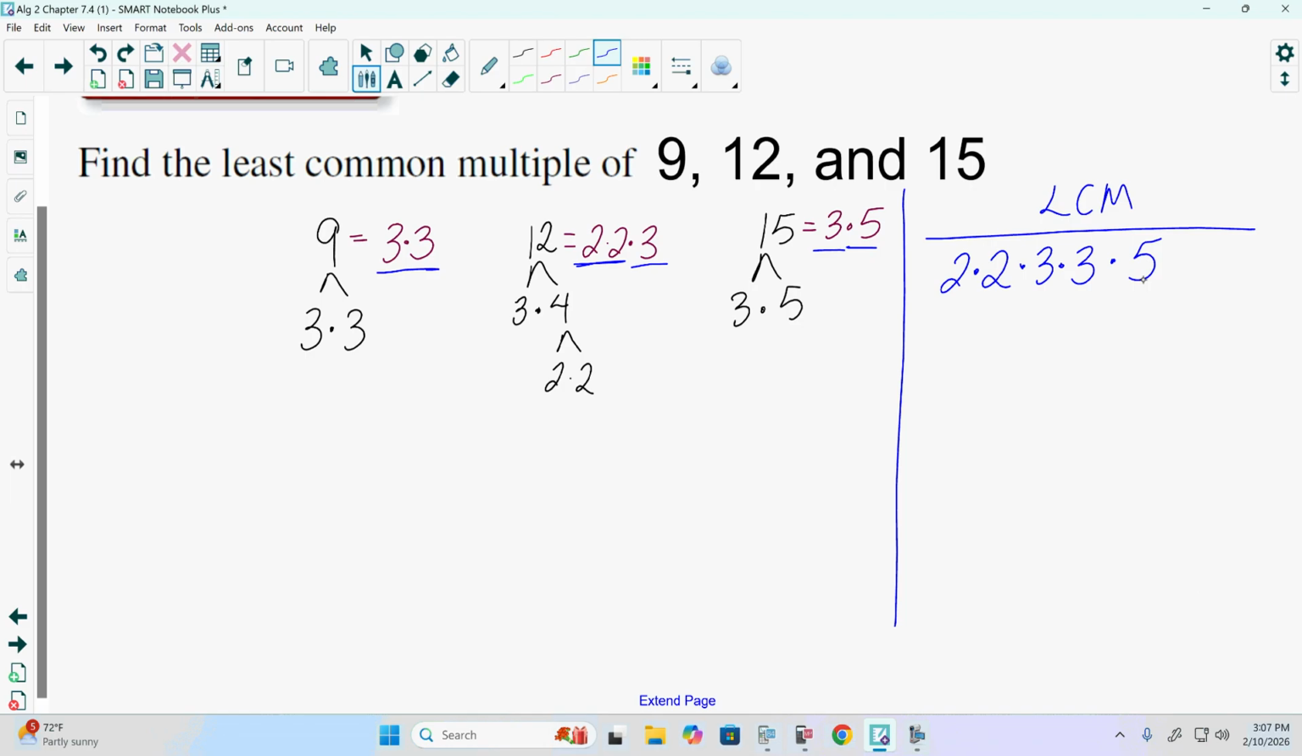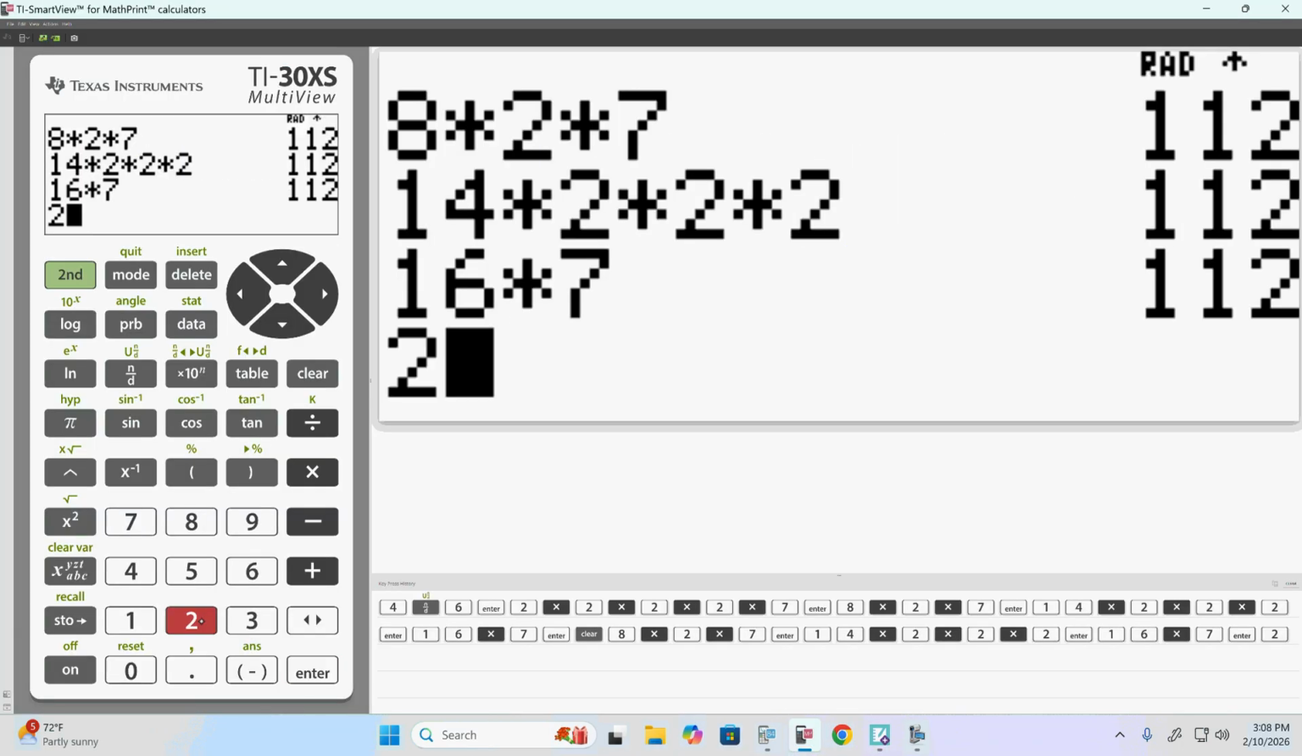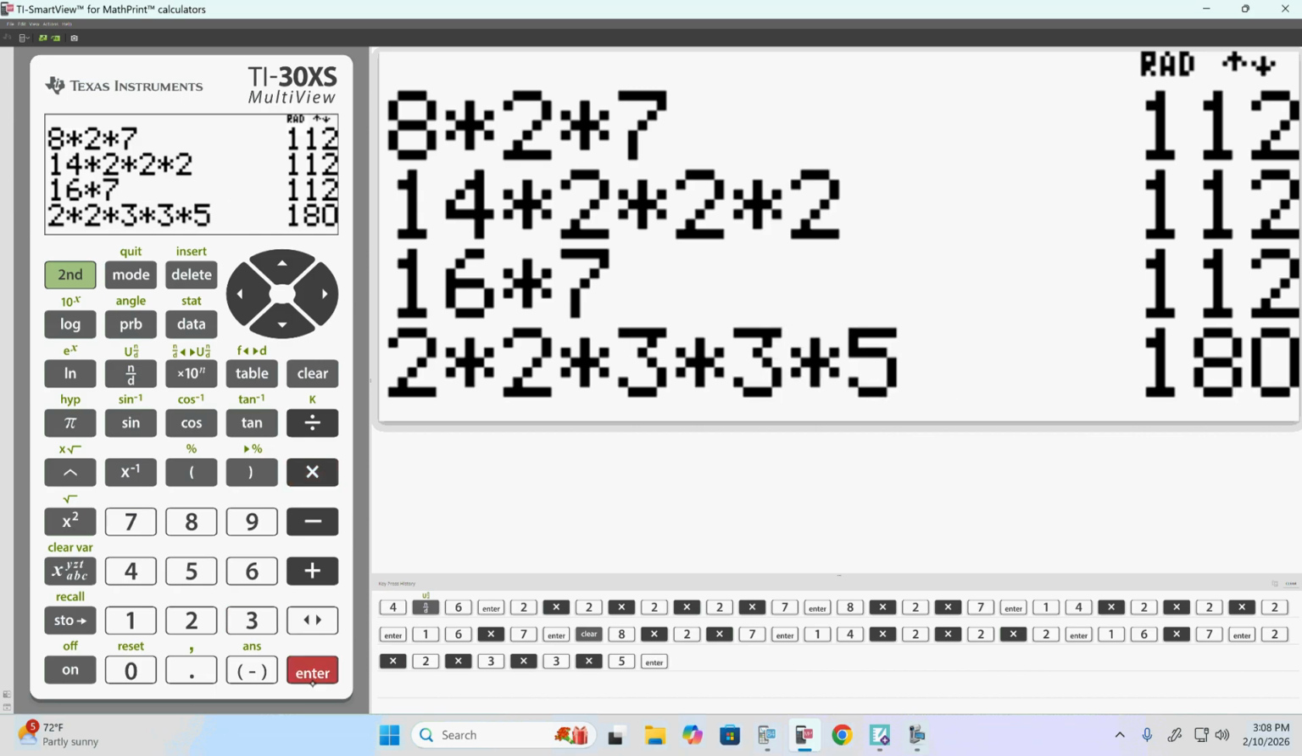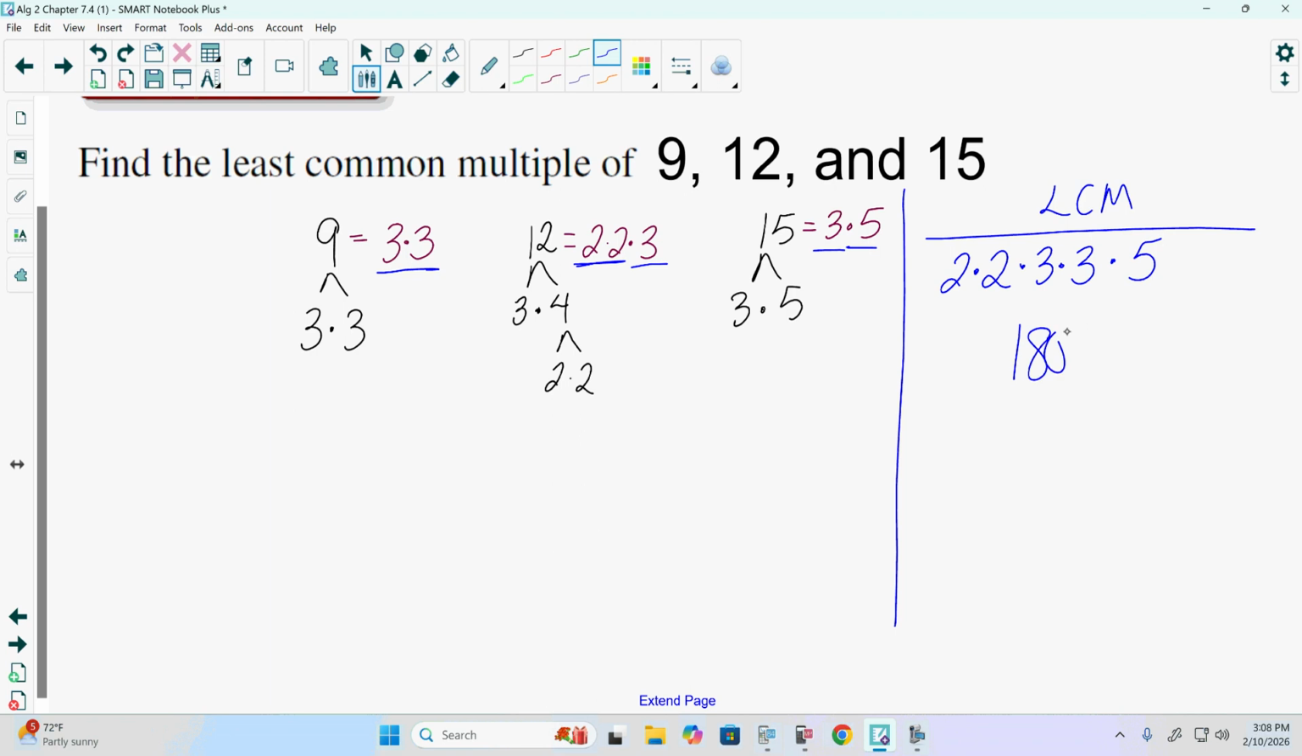So the factored form of the least common multiple for this is 2 times 2 times 3 times 3 times 5. Now we can do that by hand. I can say 2 times 2 times 3 times 3 times 5 is, so the least common multiple is 180. Questions on this here? We'll stop here.